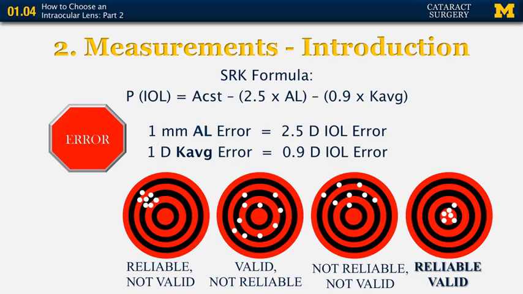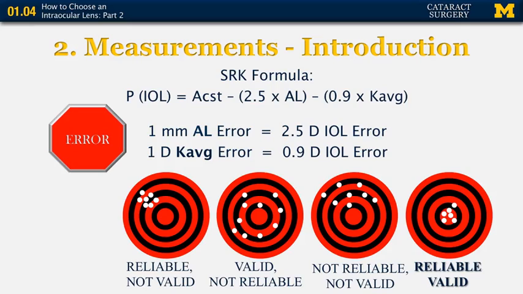The SRK formula determines IOL power by taking the A constant, which is a single constant to predict IOL position, minus 2.5 times your axial length, minus 0.9 times your central corneal average power. Here we see that in an average length eye, a 1 millimeter axial length error translates to about 2.5 diopters of error in your IOL power selection. A corneal power error of 1 diopter amounts to a little under 1 diopter error in your IOL power selection.